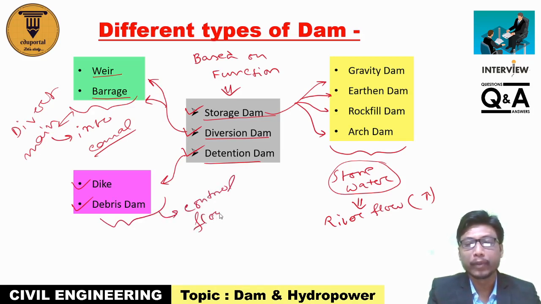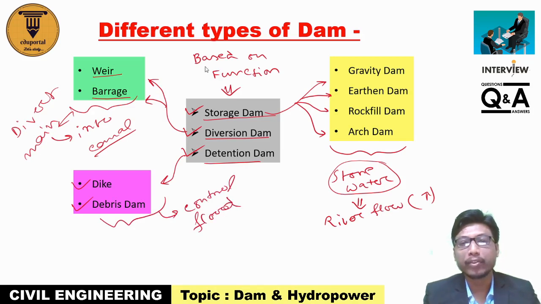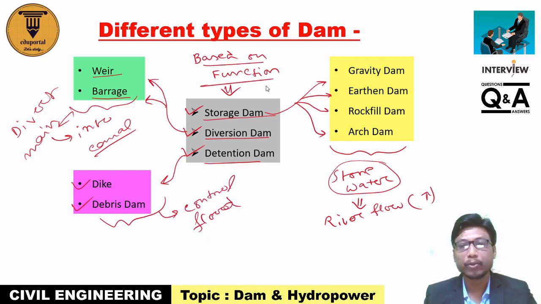Okay, so based on the function, dam can be classified into three categories. One is storage dam, then diversion dam, and then detention dam. And each type of dam has different other classification, like gravity dam, earthen dam, rockfill dam, arch dam, and here weir, barrage, and dike and debris dam. Okay, I am not going into detail of every type of dam. That we will do in our other course.